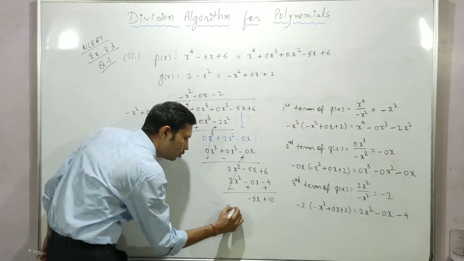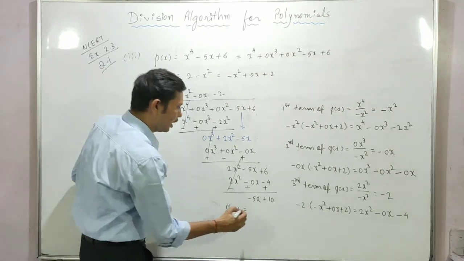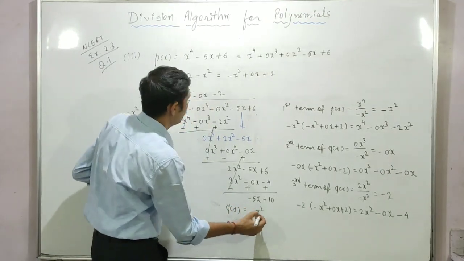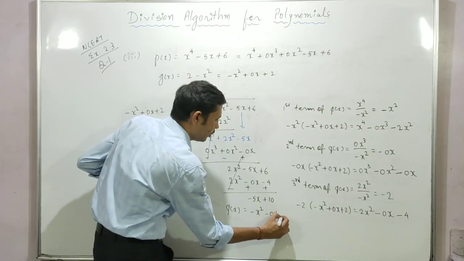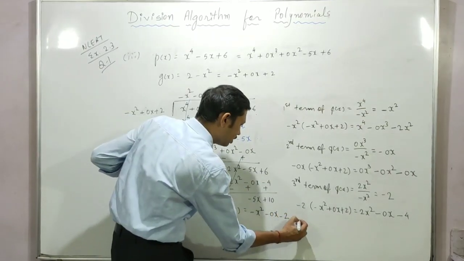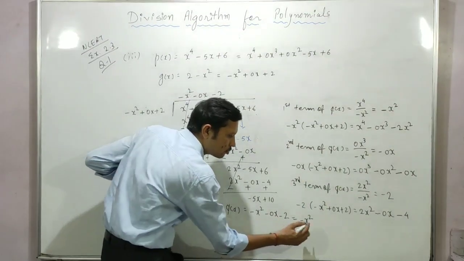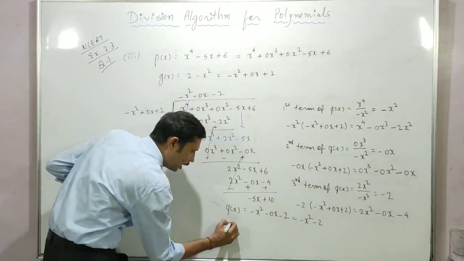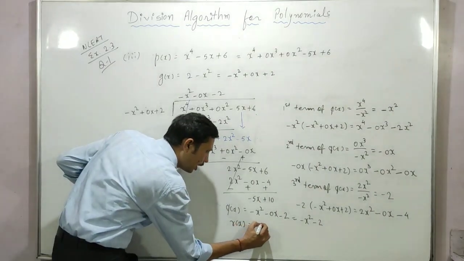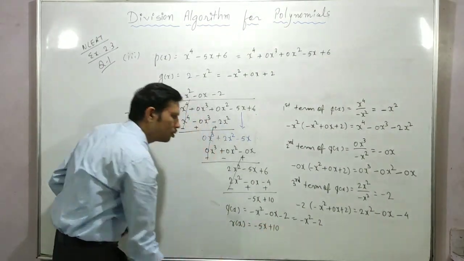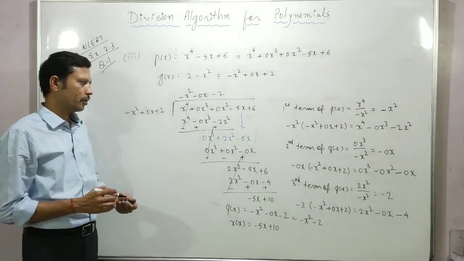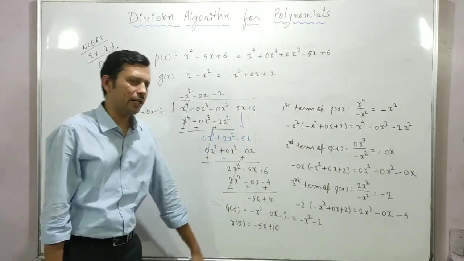So what is the quotient, bachcho? It's minus x square minus 0x minus 2. We can write this like this, minus x square, just skip the 0x, and minus 2. And what is the r of x? Minus 5x plus 10. Got it? Okay, so this way you can do any of the division.